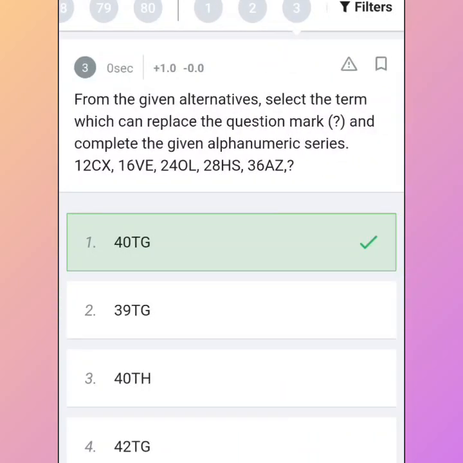From the given alternatives, select the term which can replace the question mark and complete the given alphanumeric series: 12CX, 16VE, 24OL, 28HS, 36AZ. Option first, 40TG.